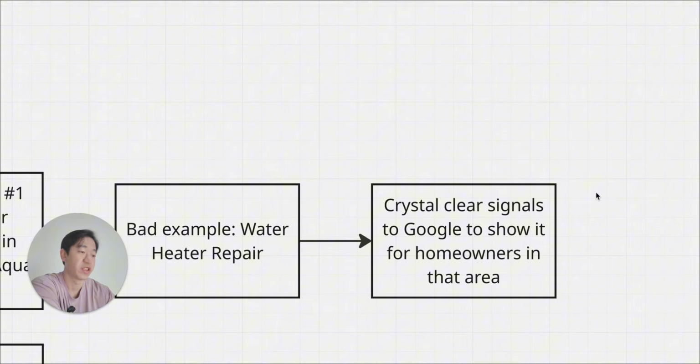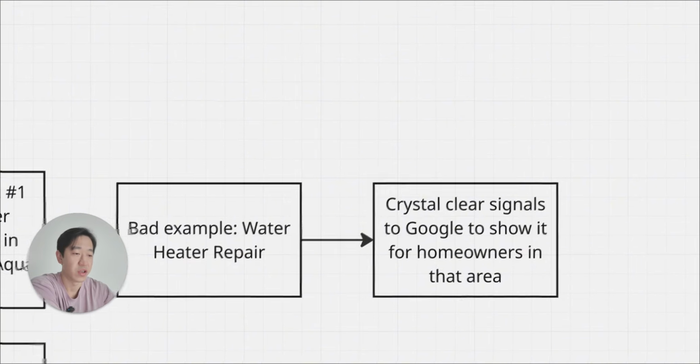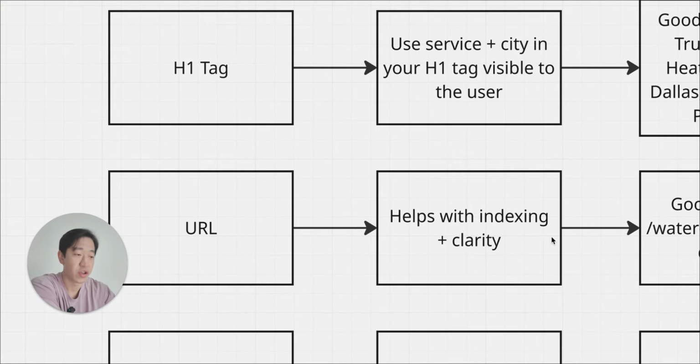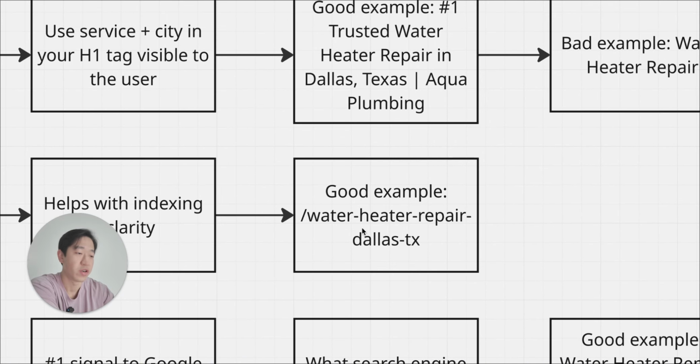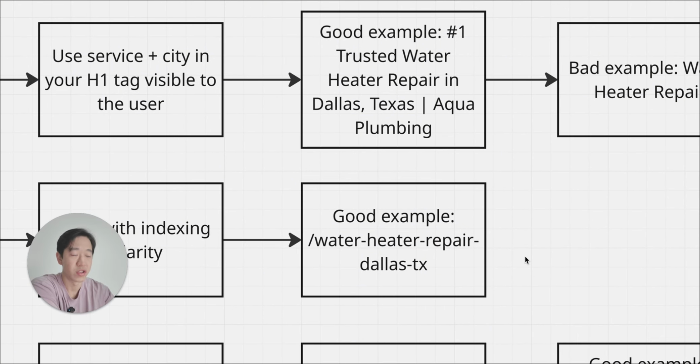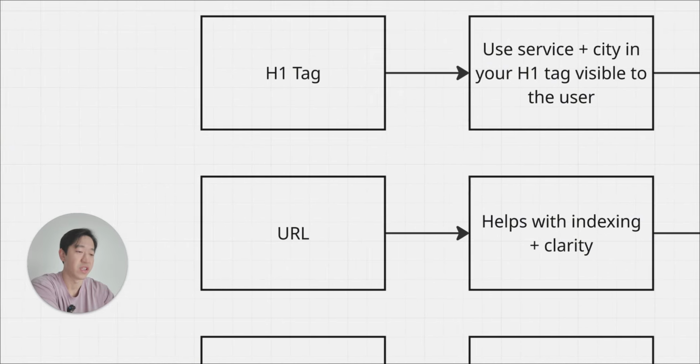This sends crystal clear signals to Google to show it to homeowners in that area. It also ranks to page 1 in the search results for anybody searching water heater repair near me who lives in one of the cities that you have. #2 is the URL. This helps with indexing plus clarity. A good example of this would be water-heater-repair-Dallas-Texas. On top of what we have in the H1 tag, it needs to be very coherent and the same.